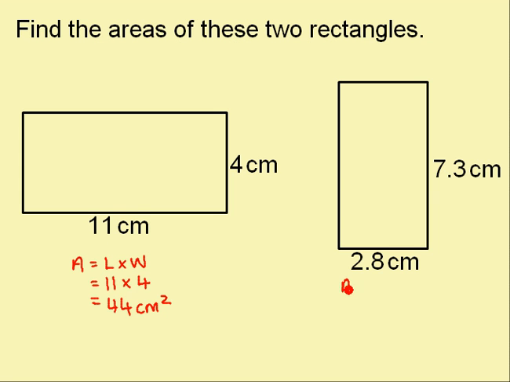We do it in the same way. Area is length times width. So that's 7.3 for the length times a width of 2.8. I can do this using a calculator and I get an answer of 20.44. Again, the units are centimetres squared.